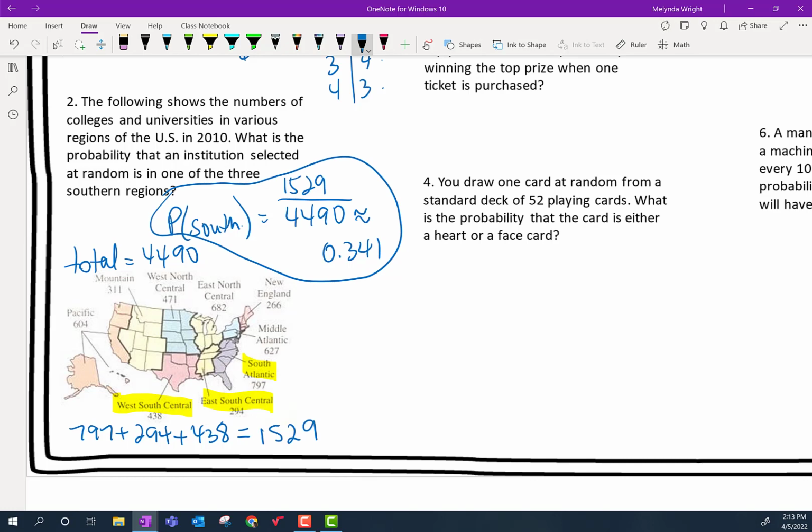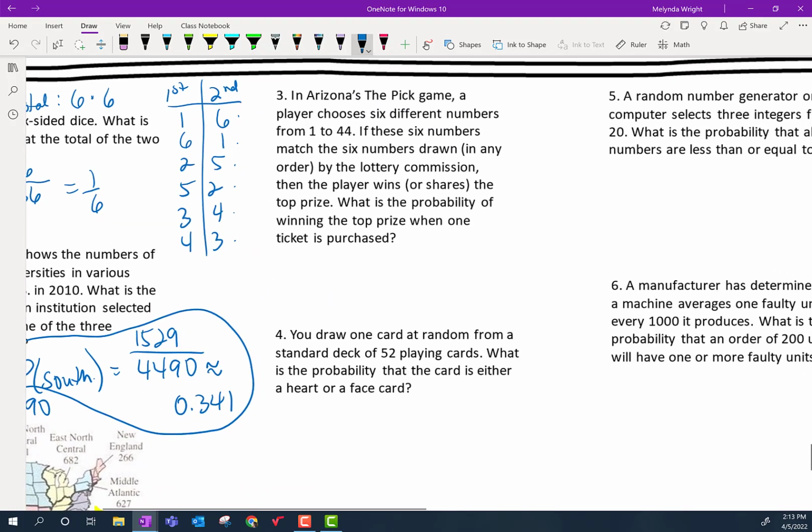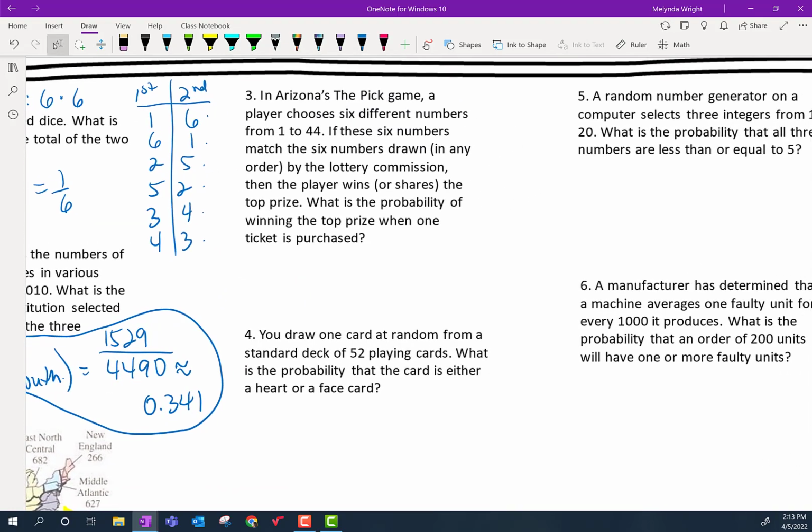So that would be the probability that we would choose one of those institutions that are in the South. Okay, so let's take a look now at number 3. So this has to do with a lottery game where you choose 6 numbers from 1 to 44, in any order. Ooh, okay, so this should ring some bells here. If we choose a number and we don't care about the order, we remember what that means? Yep, you're right, combinations.